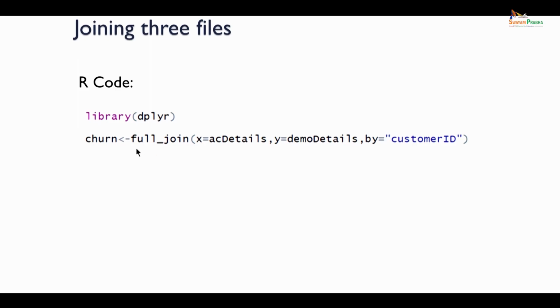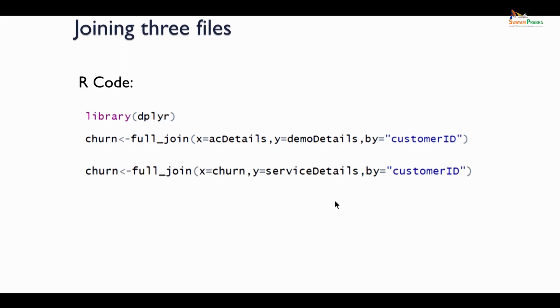So, here I am using the function called full join, where x is one of the data frame, that is AC details, and y is another data frame, demo details. Here we are going to join the 2 files using the full join function through an identifier variable called customer ID. Because we know customer ID is common across all the 3 data sets, so we are going to use this customer ID as a common identifier variable. So, here we have joined AC details and demo details, and we are saving that to a data frame called churn.